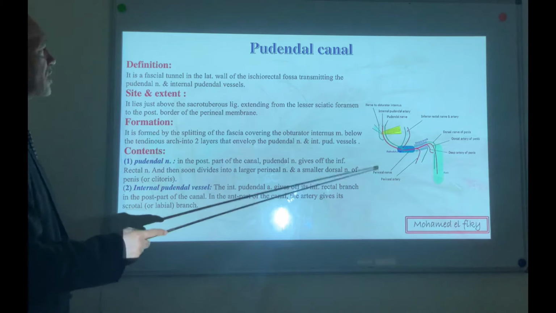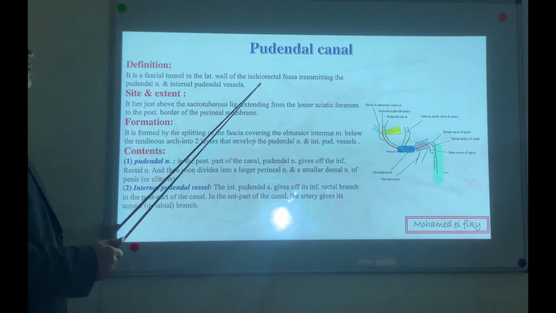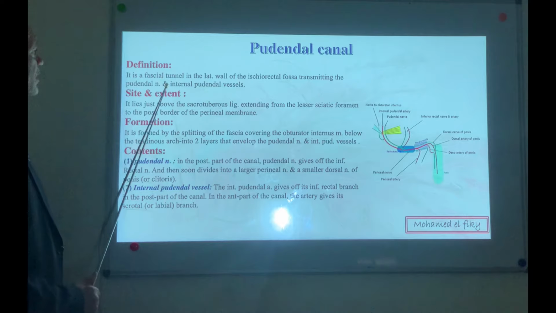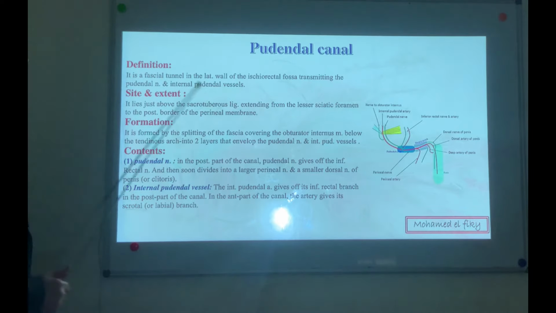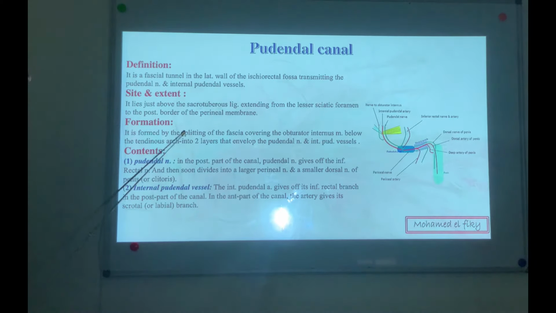Again, what is the pudendal canal? It is a fascial tunnel in the lateral wall of the ischio-rectal fossa, containing the pudendal nerve and internal pudendal vessels. It is formed by splitting of the fascia covering the obturator internus muscle.